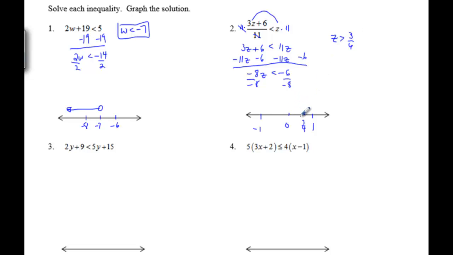3/4. So we're going to go over, we have 0, we have 1. We're going to put an open circle on 3/4, and then we're going to go greater than.